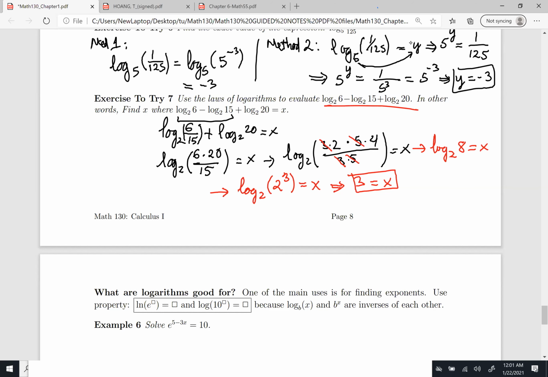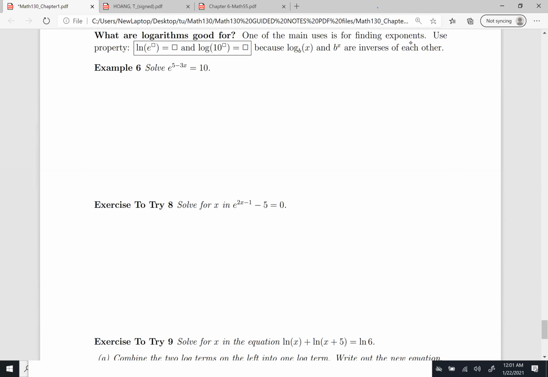Let's go to the last page. What are logarithms for? One of the main uses is for finding exponents. We use the property: natural log of e to the power of a box equals the box, and log base 10 of 10 to the power of a box is just equal to the box.